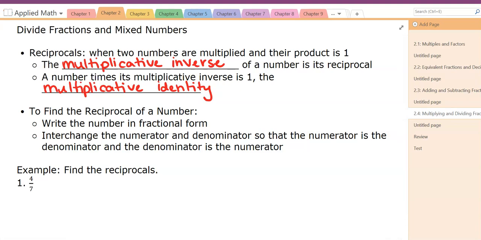So in order to find the reciprocal, like I said, you have to have your number in fraction form. So that means if it's a whole number, you put it over 1. If it's a mixed number, change it to an improper fraction first, and then flip your fraction upside down.